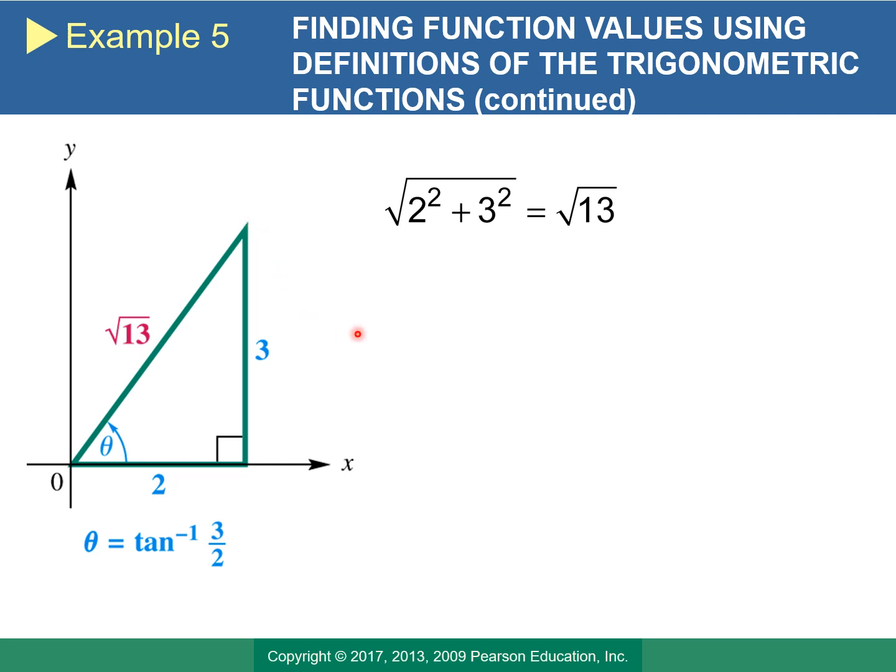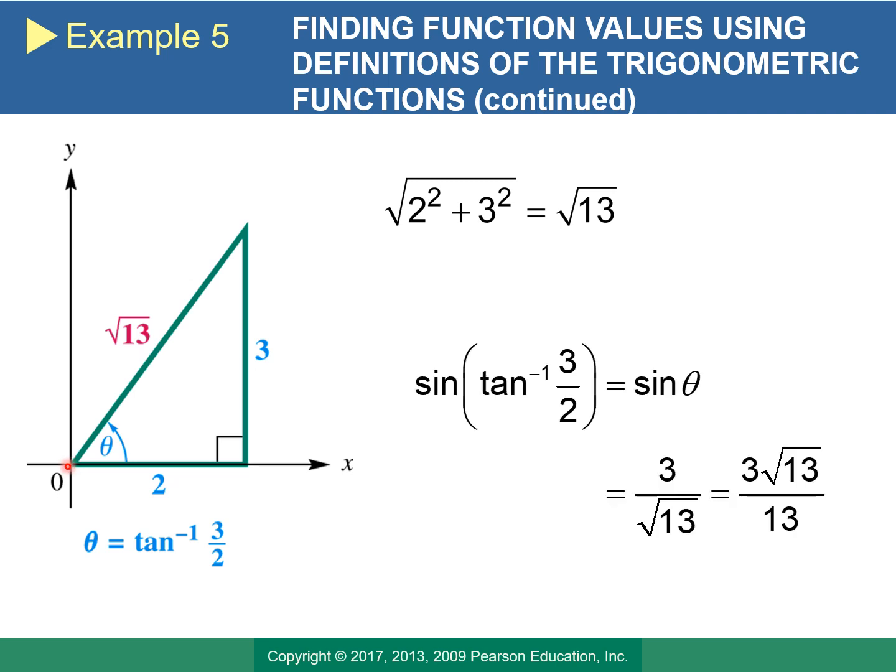Then the question was, what is sine of tangent inverse 3 over 2? In other words, what was sine of theta? And we have our triangle, and we can figure this out. So sine of theta is just going to be opposite side over hypotenuse, and we end up getting 3 root 13 over 13.